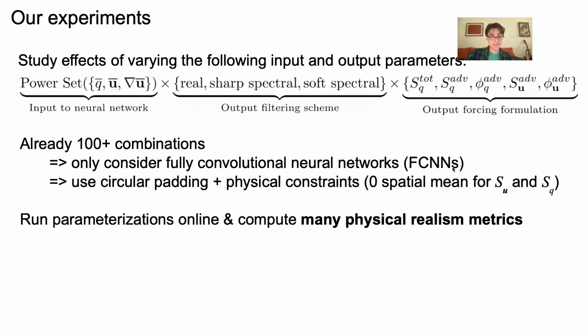And because that is already 100 plus combinations, we're only going to consider one neural network architecture, which is fully convolutional neural networks that have proven effective. We're also going to use physical constraints and periodic padding to ensure that we have 0 spatial mean for our predictions of forcing. And we're going to run these parameterizations online and compute many, many realism metrics.